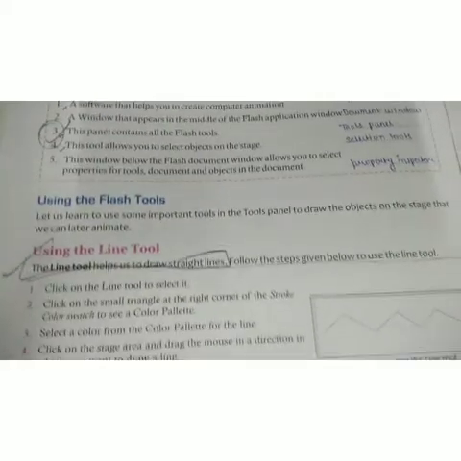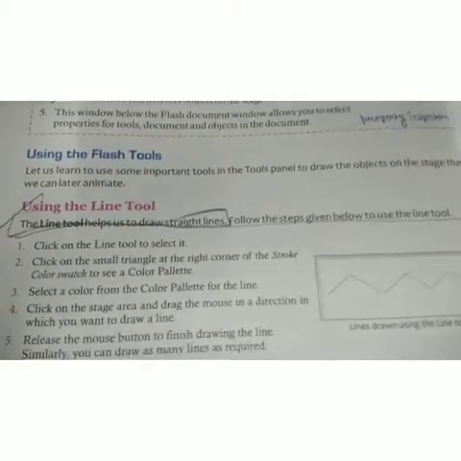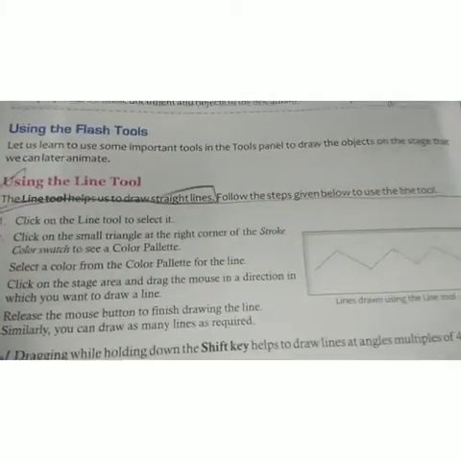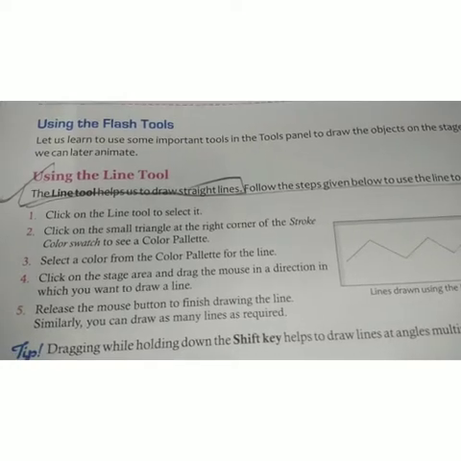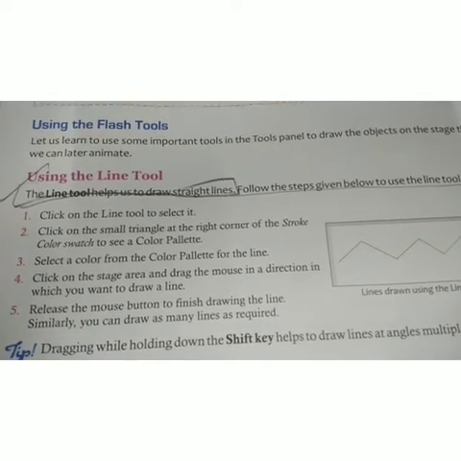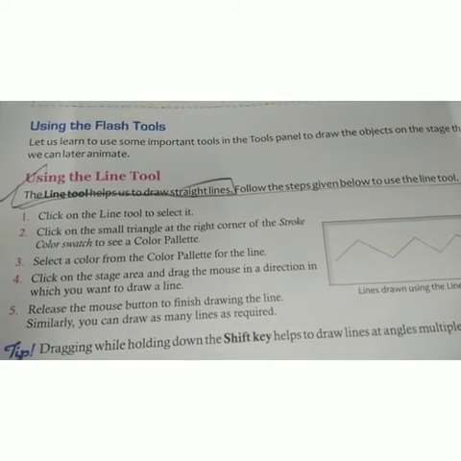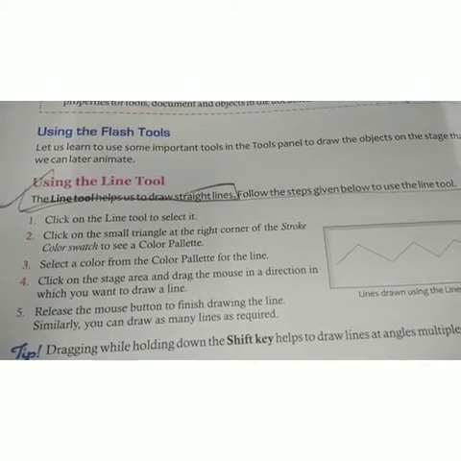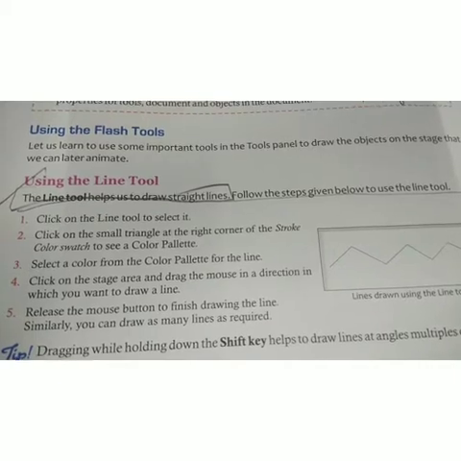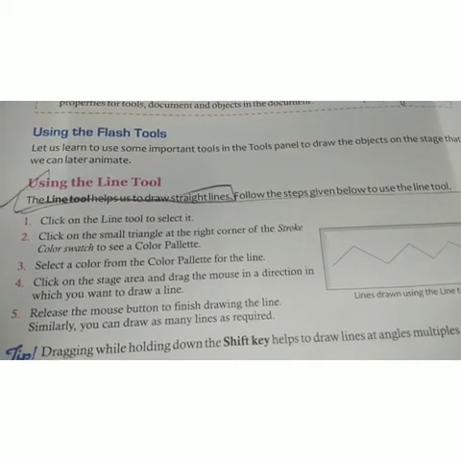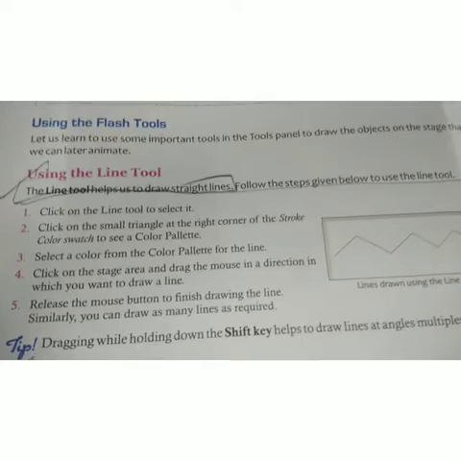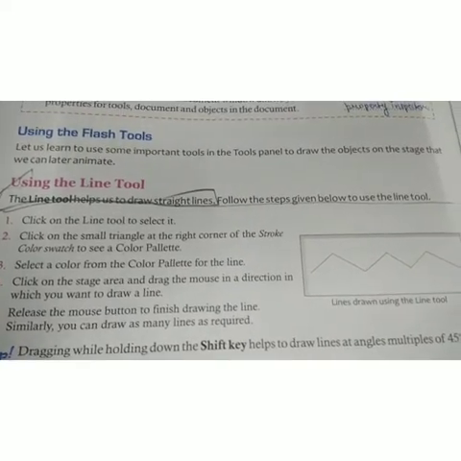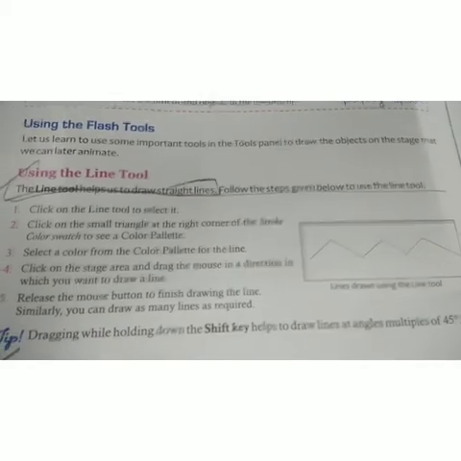Now students, you can see here using the Flash tools. First is using the line tool. Okay, so the line tool helps us to draw a straight line. Follow these steps. First, click on the line tool to select it, then click on the small triangle at the right corner of the stroke color swatch to see a color palette. Then select a color from the color palette for the line. After, click on the stage area and drag the mouse in the direction in which you want to draw the line. Next, release the mouse button to finish drawing the line. Similarly, you can draw as many lines as required. Okay, you can see it properly.